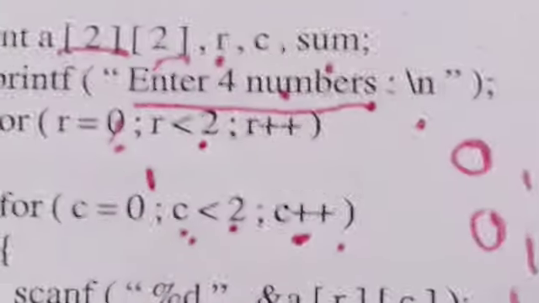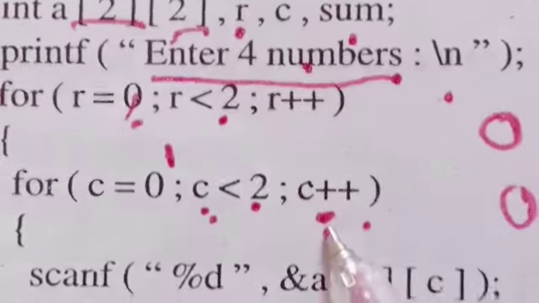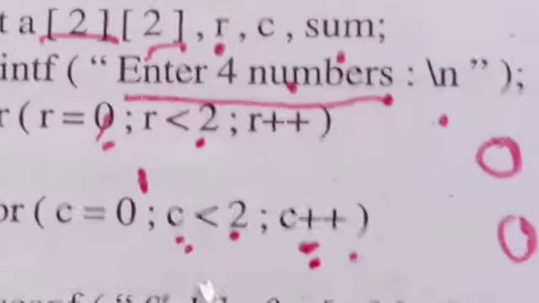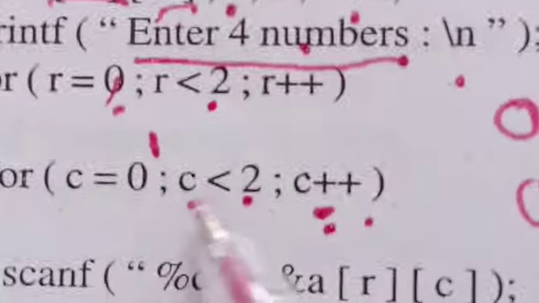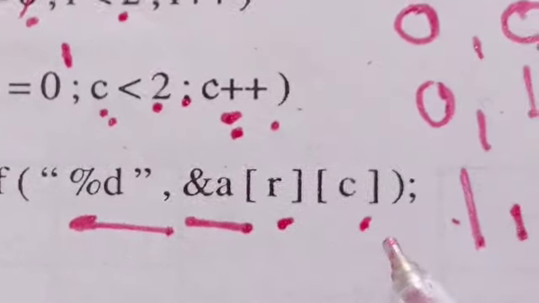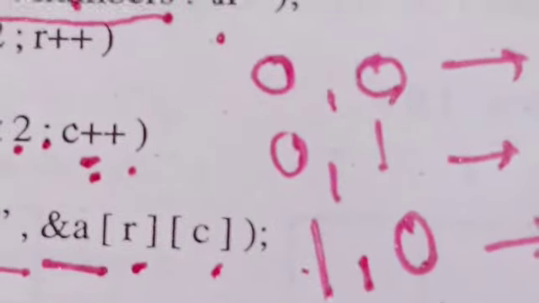Now for the next time, again c++. c's value is 1 now. So 1 less than 2, the condition is true. It is scanning for A of 1 1. Suppose we enter 4 over here.